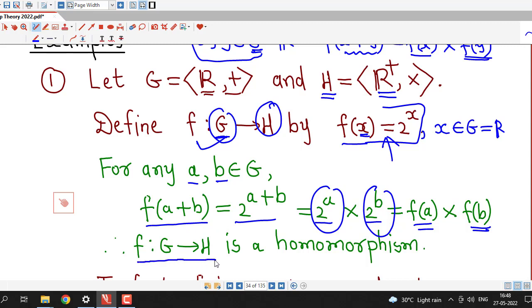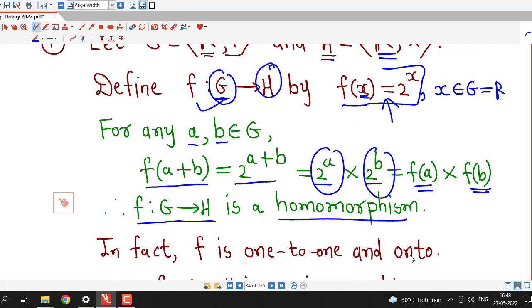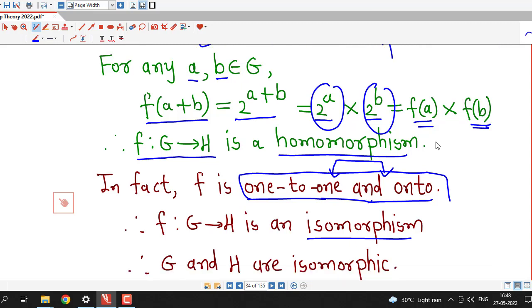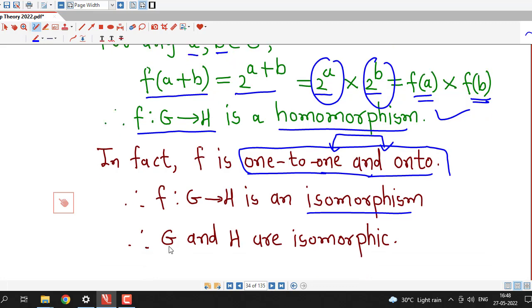Therefore this function f from G to H is a homomorphism, and you can check that this function is 1-to-1 and onto also. Therefore it is an isomorphism. We have seen how to check whether a function is 1-to-1 and onto, so using the definition of a 1-1 and onto function, you can check that this function is 1-1 and onto also, and it is a homomorphism. Therefore it is an isomorphism, and therefore groups G and H are isomorphic.